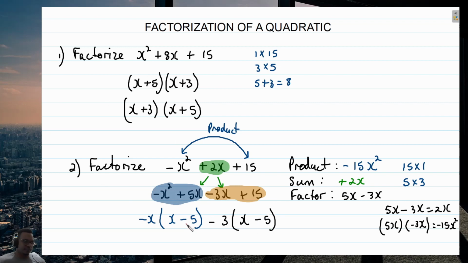Notice when you factorize by grouping, you get these two brackets being the same. So you simply take what's outside the brackets, which is the negative x and the negative 3, and put it in brackets.